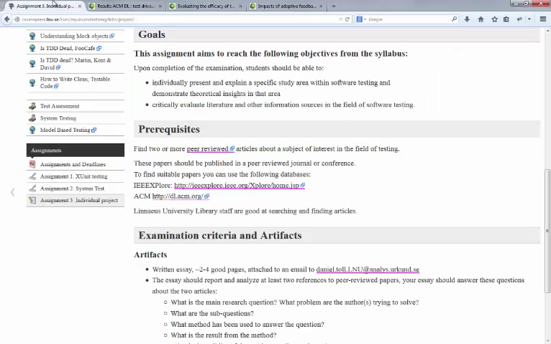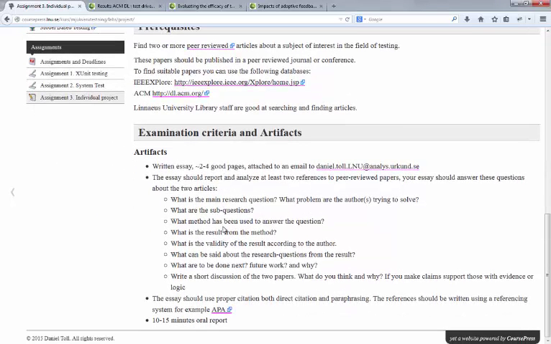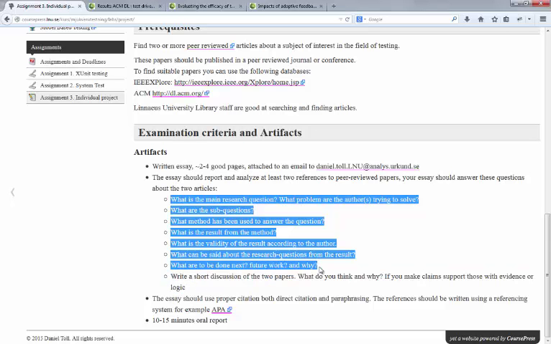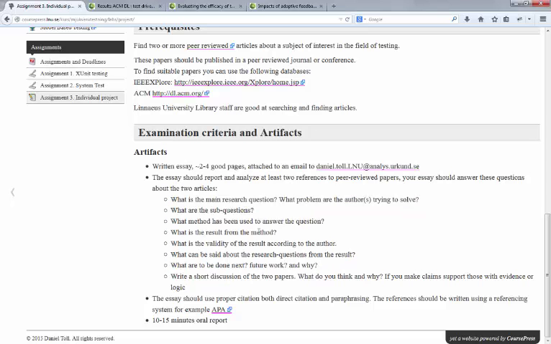But really, if we take a look at the assignment, what I want from you is that you should write a little story, 2 to 4 pages, and this story should analyze 2 peer-reviewed papers, so two such articles, at least two articles. And you should answer these questions about these articles. And as always, sometimes these articles don't contain all the answers for these questions. But at least most should.